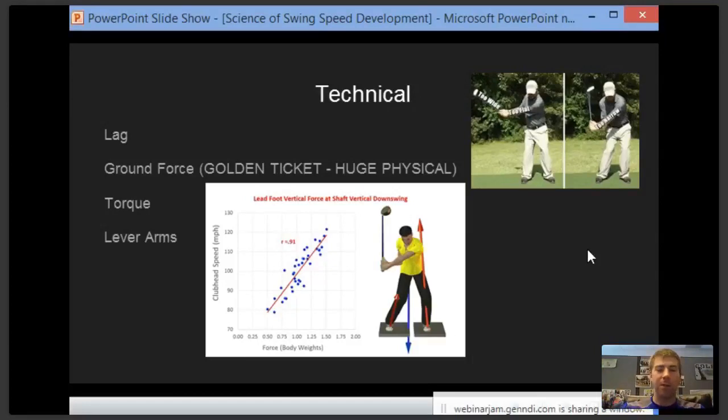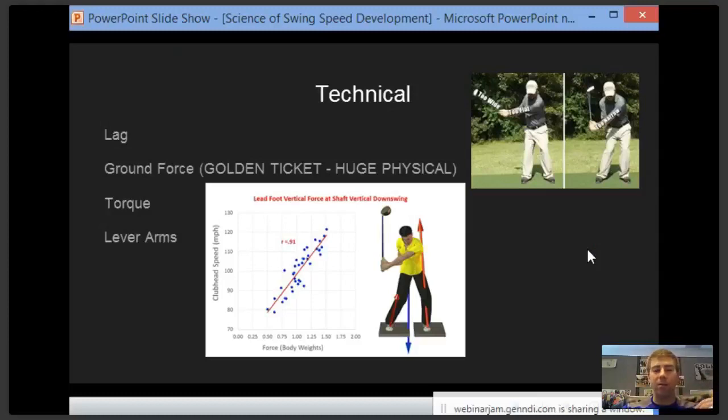And that's what you can see here in this graph, where basically the more force relative to the body weight. So 1.0 would mean that they put the same amount of force on the ground as their body weight. You can see that there's a very linear relationship: the more force you put into the ground, the faster the club is going to go. So that is actually a physical element as well.